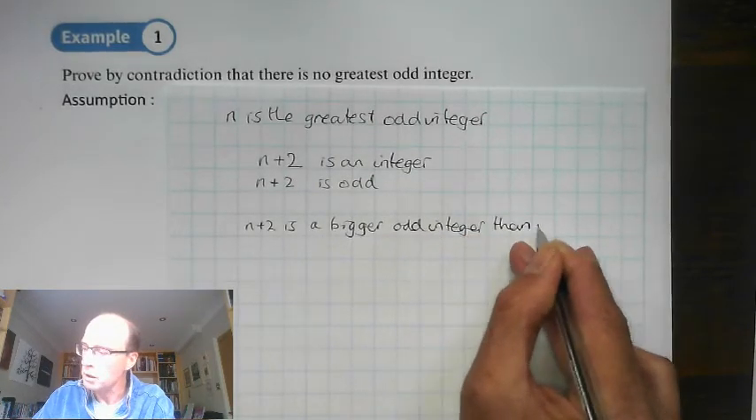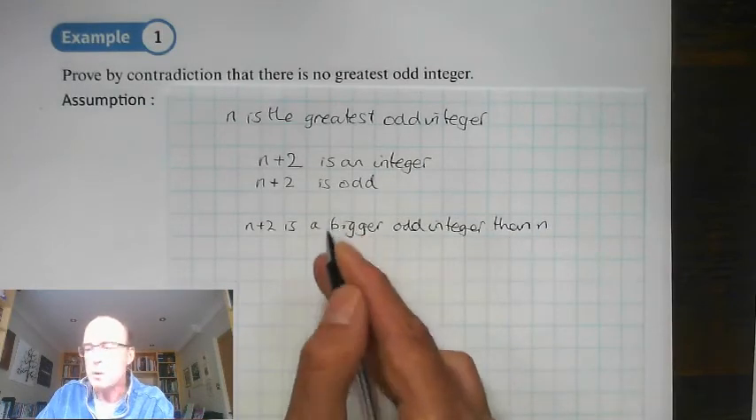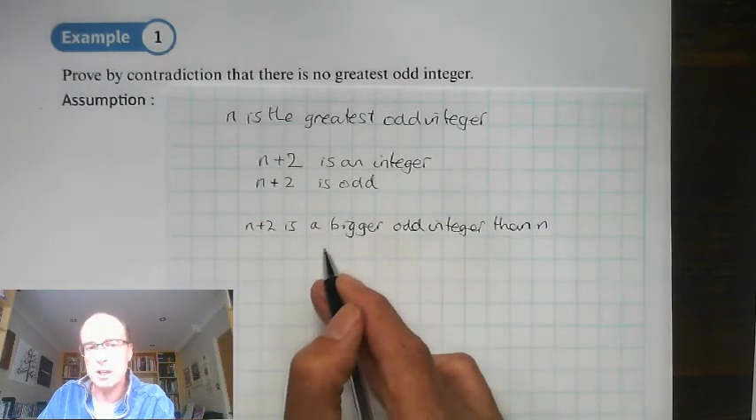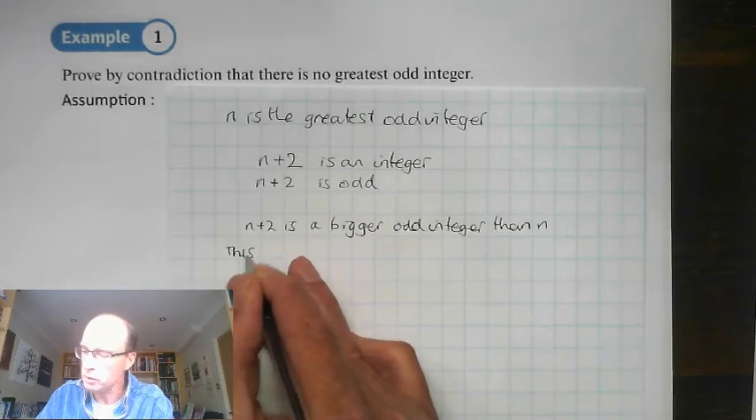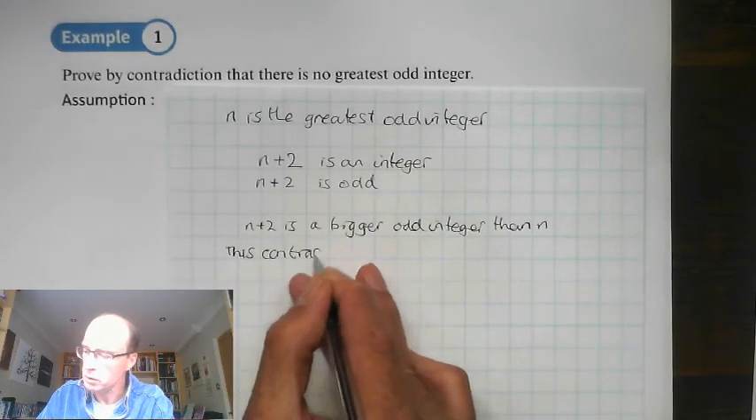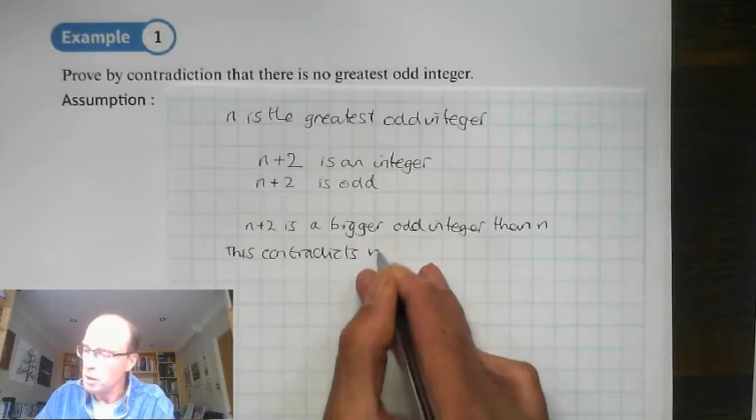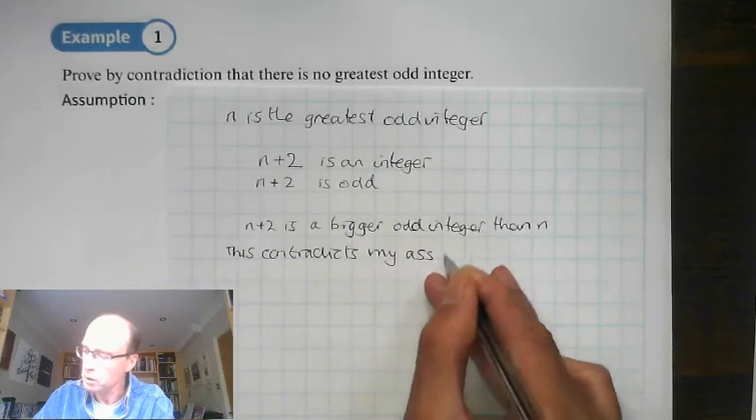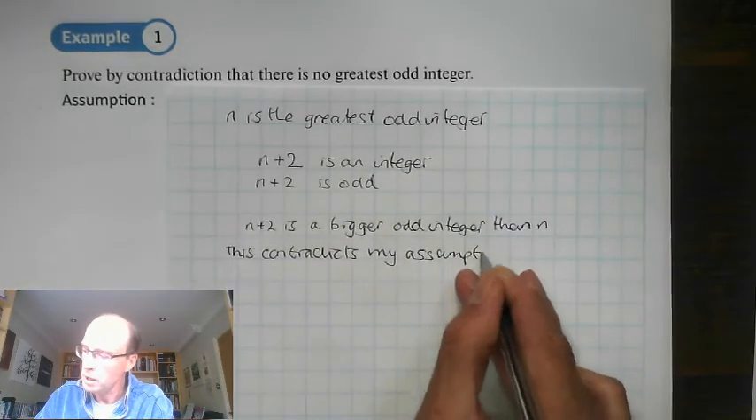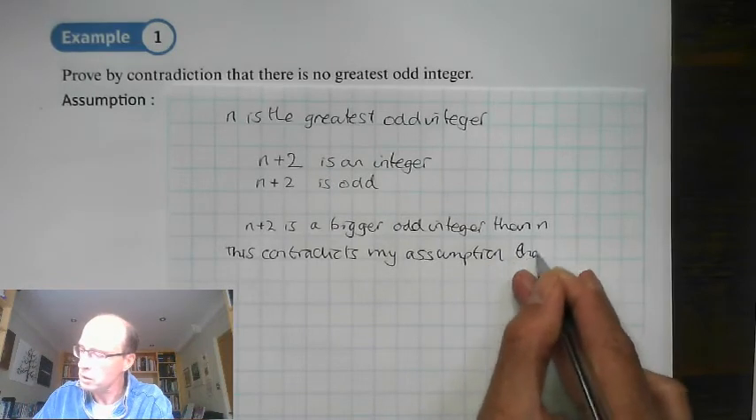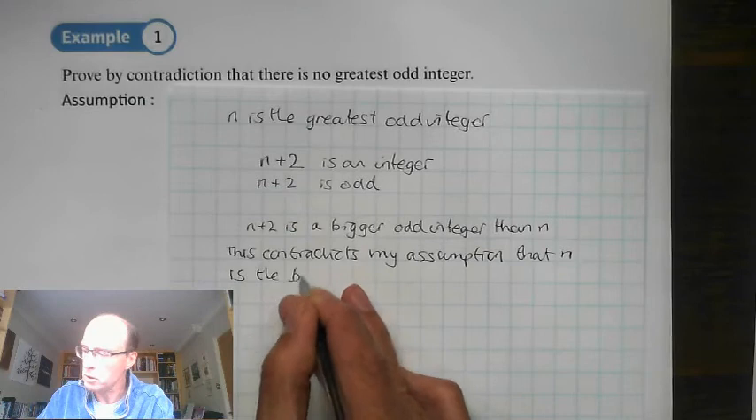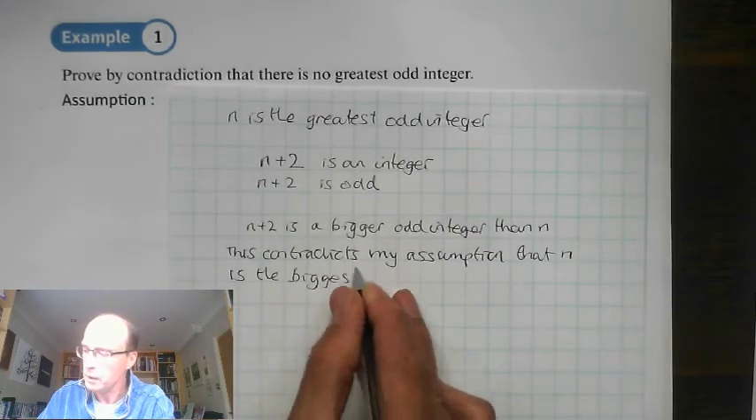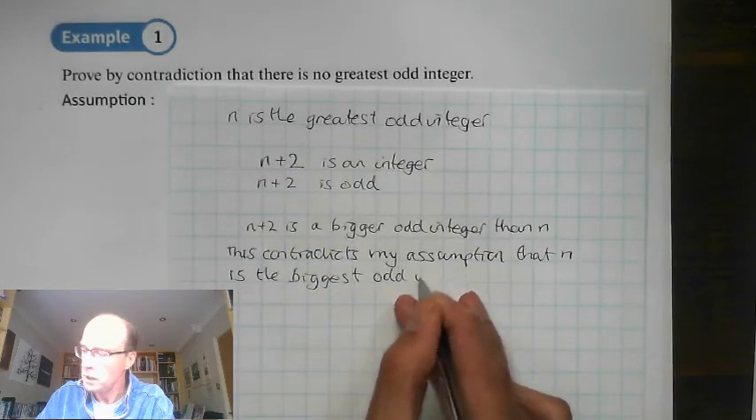than n. We've got our contradiction, but we haven't stated it really clearly. So this contradicts my assumption that n is the biggest odd integer.